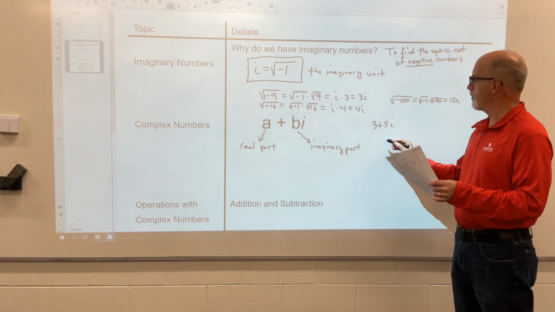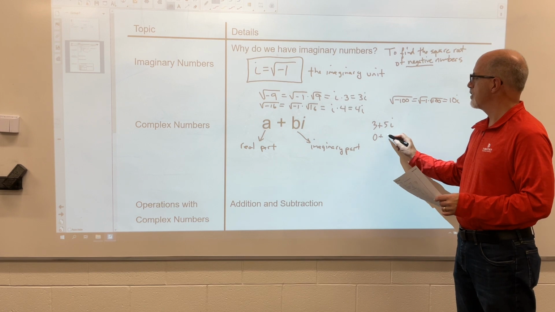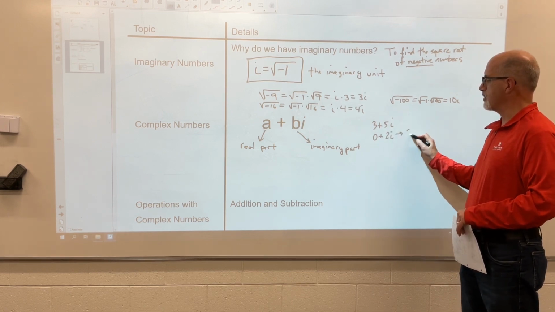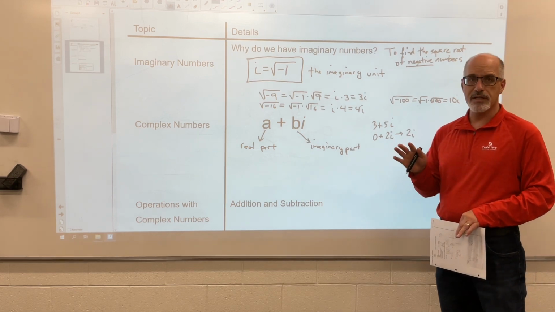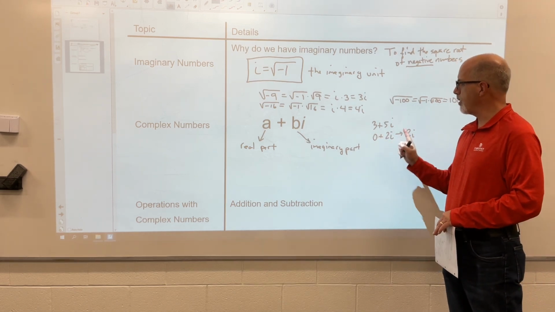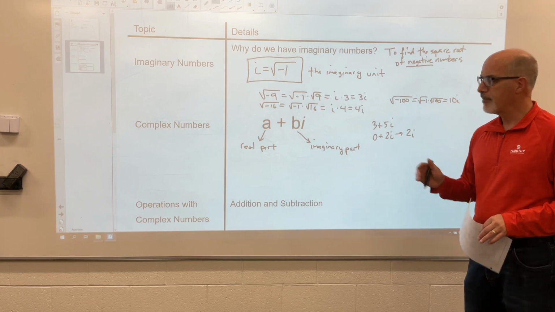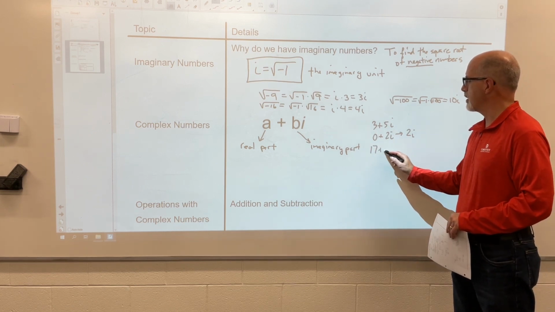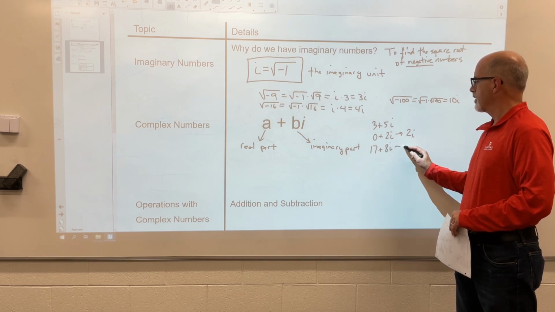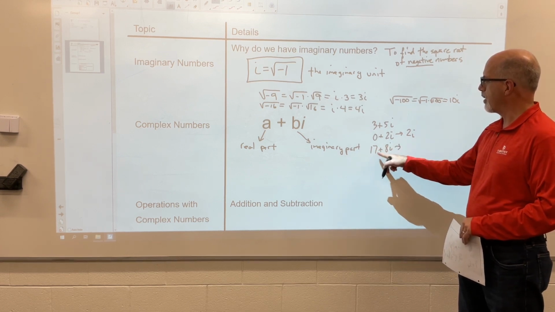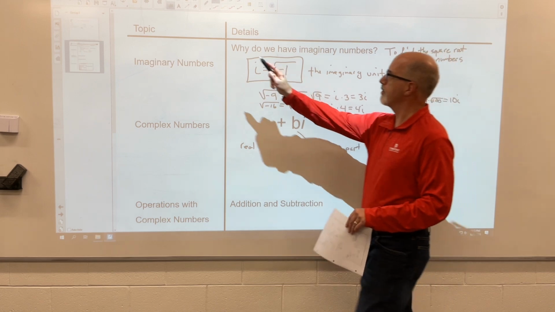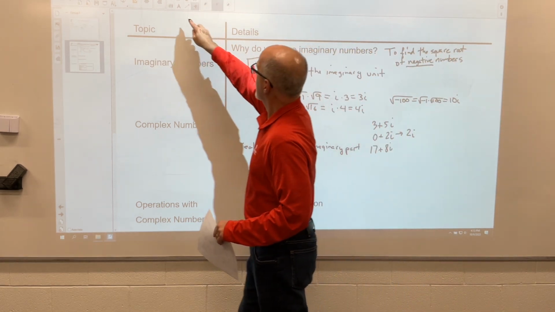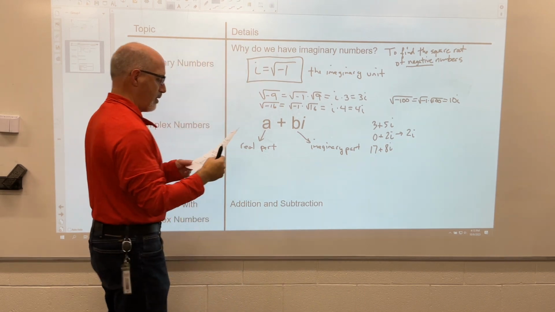If we had, for instance, 0 plus 2i, which is the same thing, if we wanted to, we could just write that as 2i. That's a complex number too. Real part 0, imaginary part 2i. And then we could have a number like 17 plus 8i. So we have the real part and the imaginary part. Okay, so let's go ahead and see how we work with these.